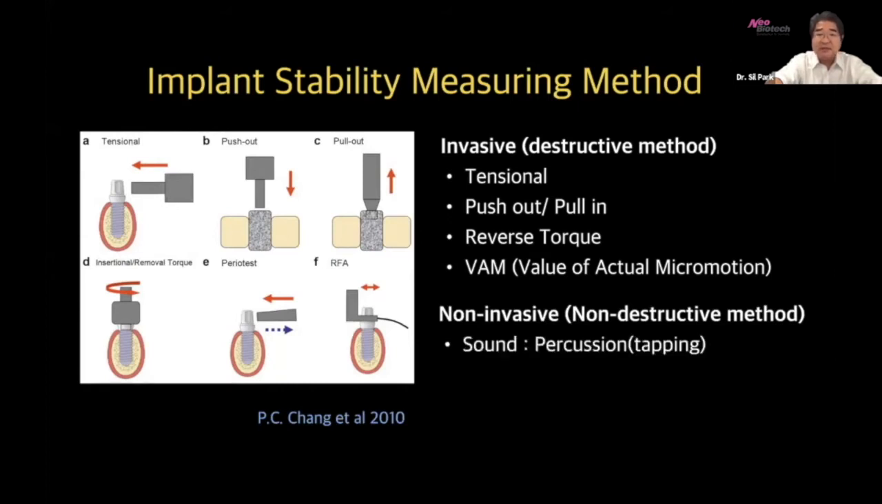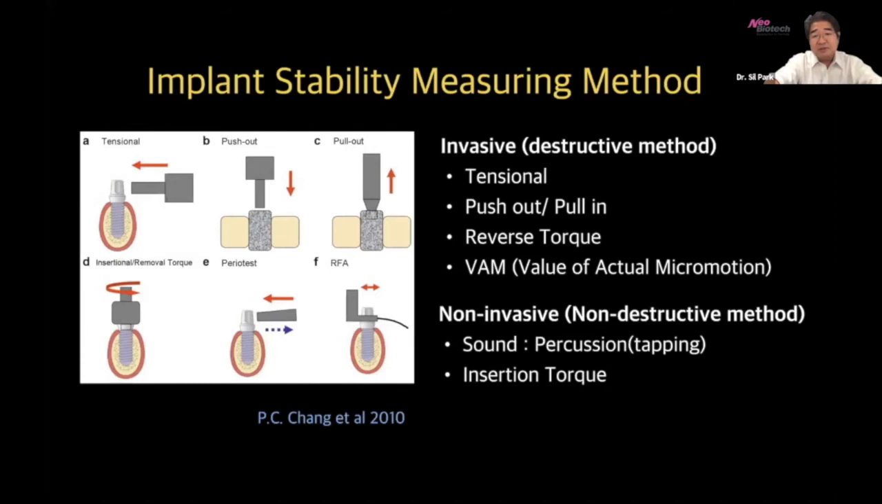First one is sound. When I was a resident, my professor told me, hey, tap the implant healing screw with the tail of your mirror and listen to the sound. If your implant is well integrated, you're going to have a clear sound, right? But to be honest with you, I cannot tell whether my watermelon is ripe or not by tapping it. So sound is very subjective. It's very difficult for us.